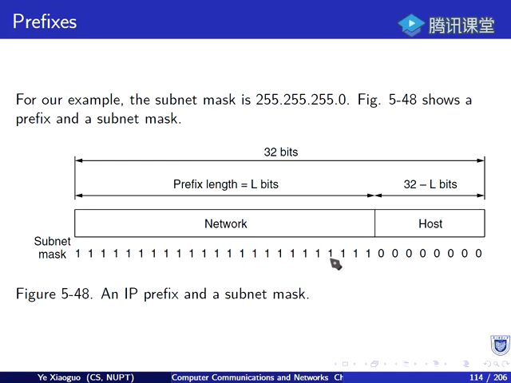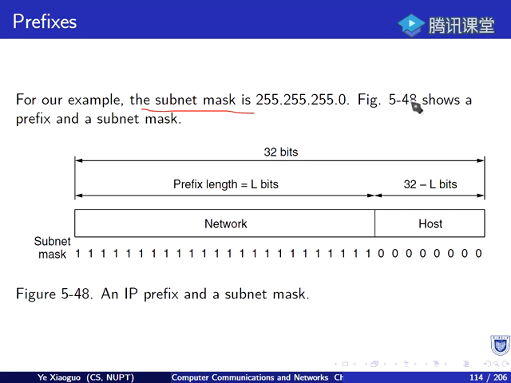For our example, the subnet mask is 255.255.255.0. This is a typical subnet mask of a Class C network.